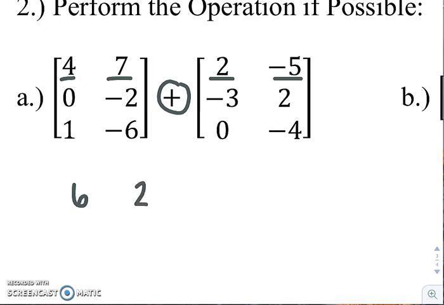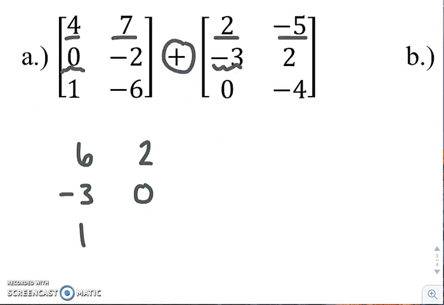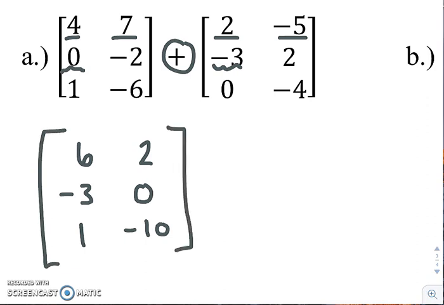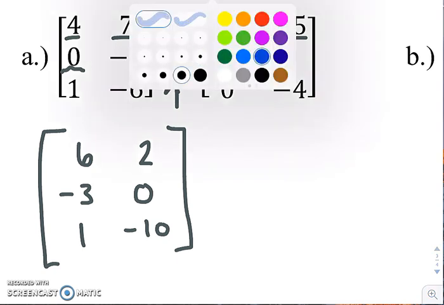will be 2. 0 plus negative 3 is negative 3. Negative 2 plus 2 is 0. 1 plus 0 is 1. Negative 6 plus negative 4 is negative 10. So all you guys really have to do is make sure you're paying attention to what the sign is in the middle. Is it asking you to add, or is it asking you to subtract? And that's really all there is to it.